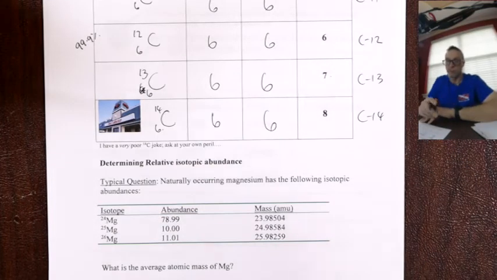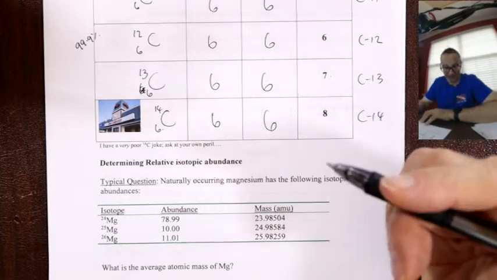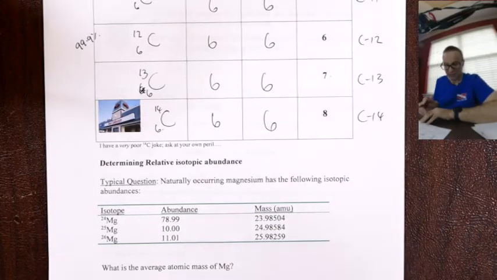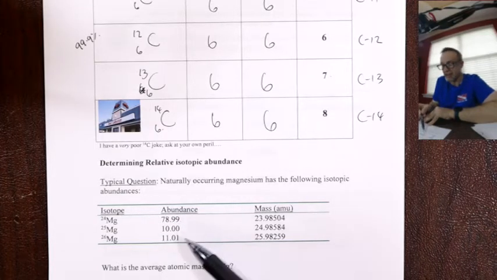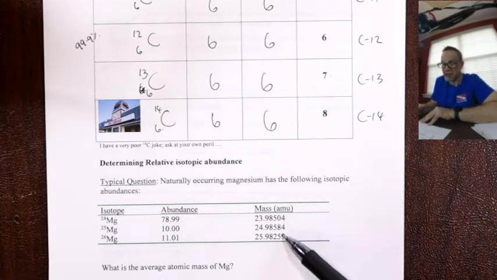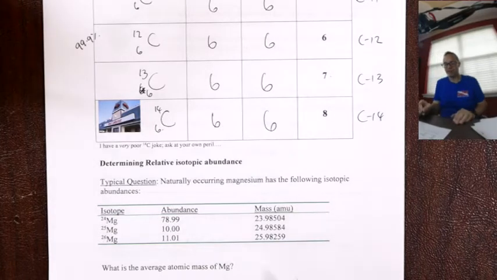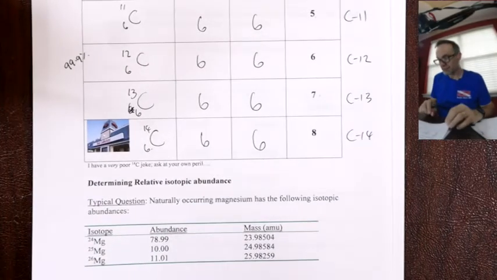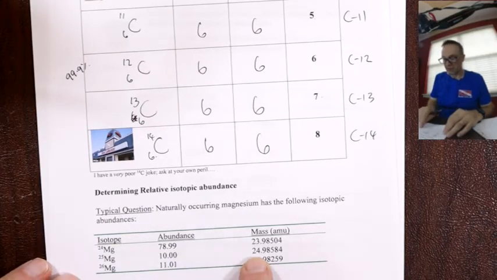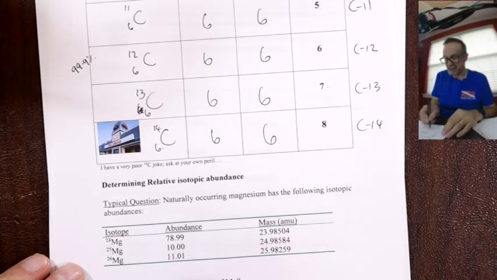Now this information, and I'll talk about this machine in more detail later, comes out of what we call a mass spectrometer. A mass spectrometer tells you the mass of an individual atom and what fraction of the sample, or what percentage, is that type of atom. And it's very, very accurate. All right, so this is mass spectrometer data. Question is, how do we use this information to find out the average mass of magnesium?